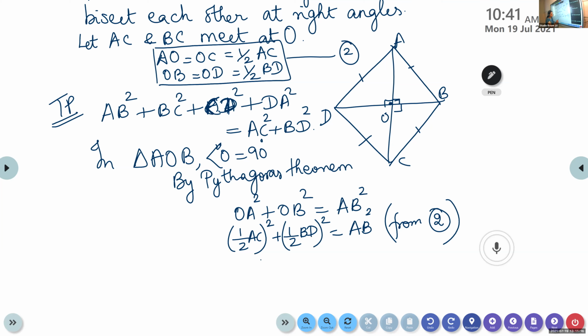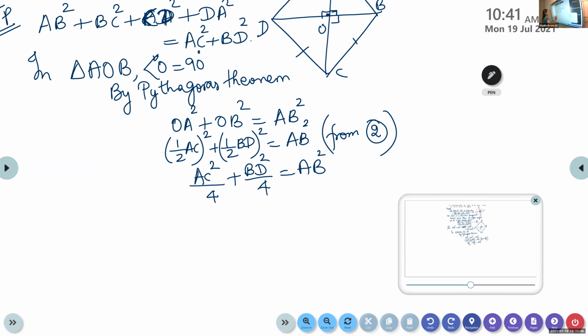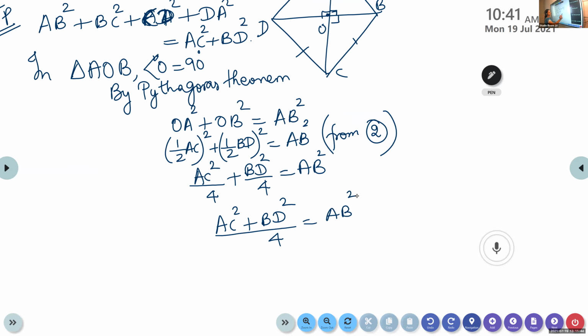When we expand this, it is AC square by 4 plus BD square by 4 equal to AB square. Now take the LCM. For AC square plus BD square, the common denominator is 4, isn't it? Equal to AB square. Now this 4, when we cross multiply, we get AC square plus BD square equal to 4 AB square. Is it okay?